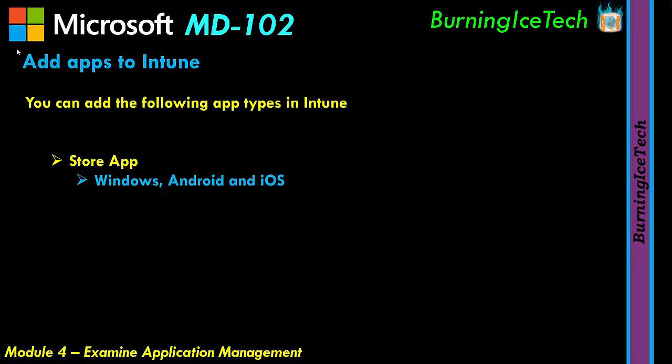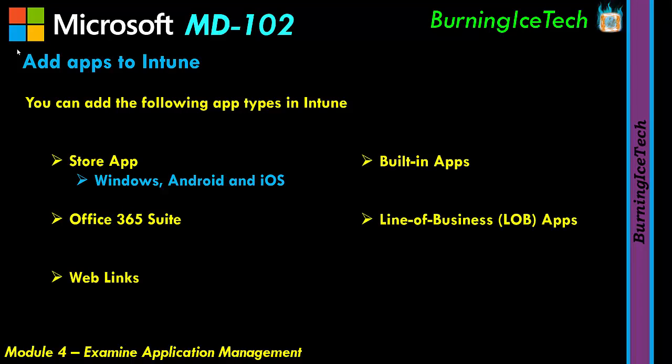So other kinds of app types you also get to add in Intune are Office 365 suite apps, web links, built-in apps, line of business apps, and also, of course, good old-fashioned Windows apps. In other words, Win32 apps, 32-bit apps, whatever they call those. As you can see, there are a lot of app types you can add, so they really have given us choice, which is pretty cool. Anyway, moving on to our next topic here, folks.